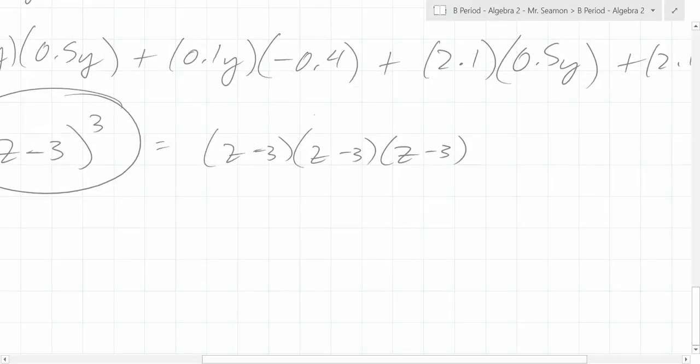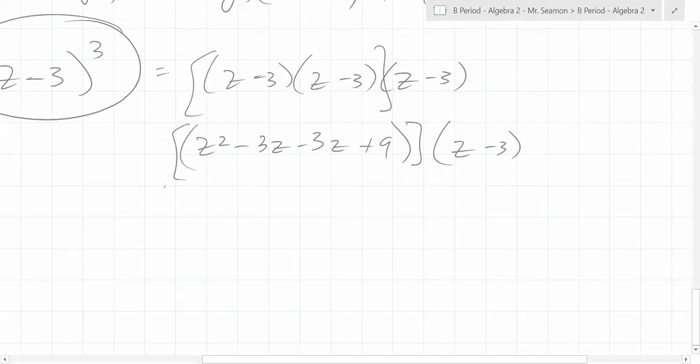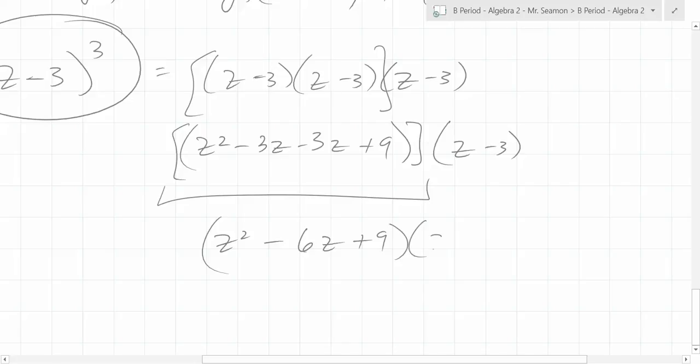I did the first 2. Yeah, just do the first 2. Exactly. So what are the first 2 going to be? Z squared minus 3z minus 3z plus 9. That's the first 2 right there. And what does that get multiplied by? Z minus 3. It's everything times everything. Now can we simplify this at all right here? Absolutely. What is that going to be? Z squared minus 6z plus 9 times z minus 3.